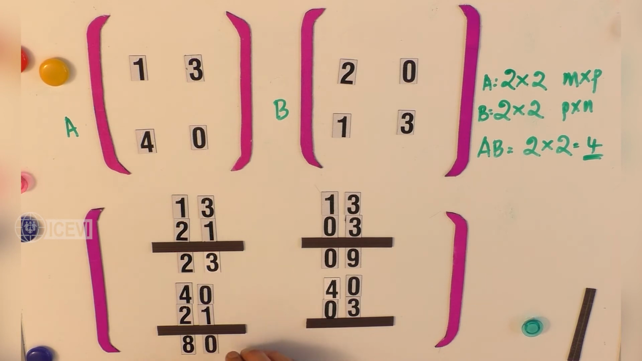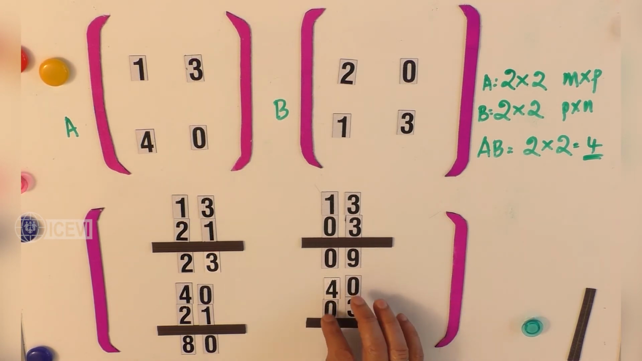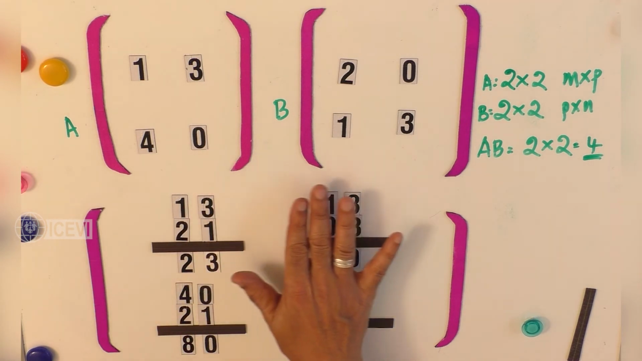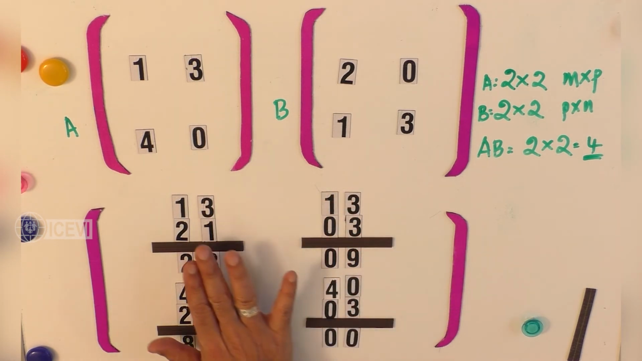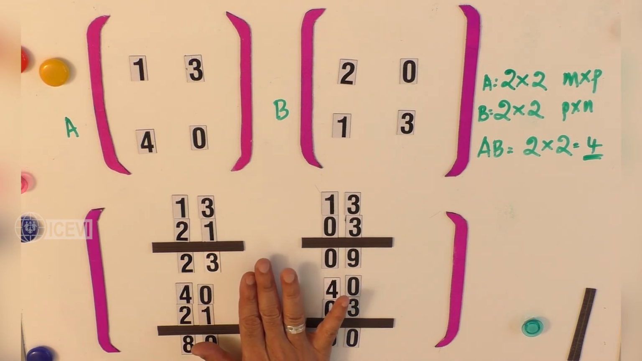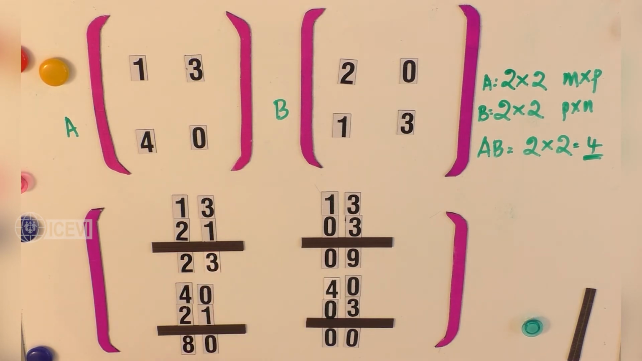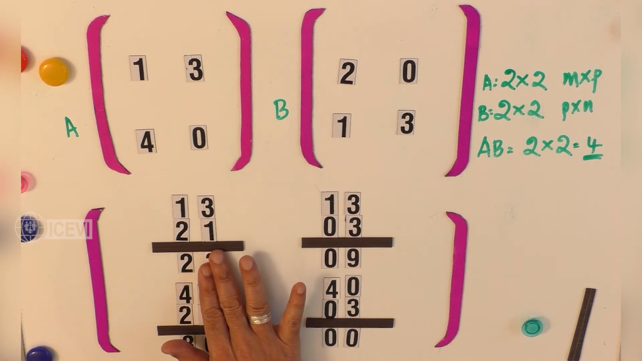And then let us go to the fourth column. 4 and 0 should be multiplied. That means we get 0. And 0 and 3 should be multiplied. Then we get 0. So, we have multiplied the numbers. The next stage is that the multiplied numbers should be added.